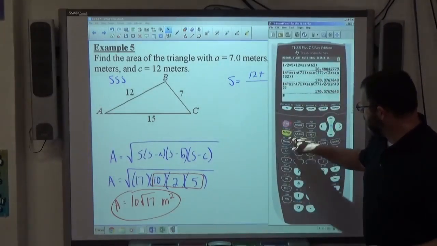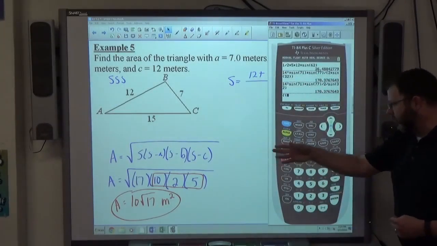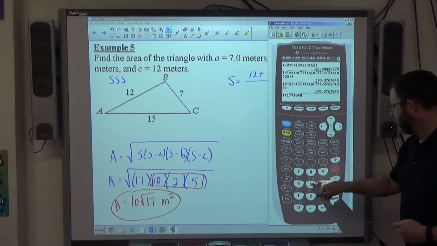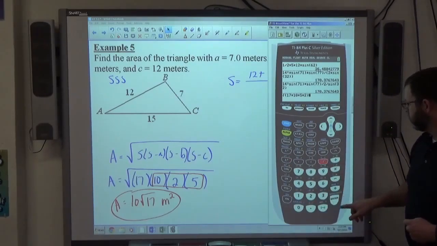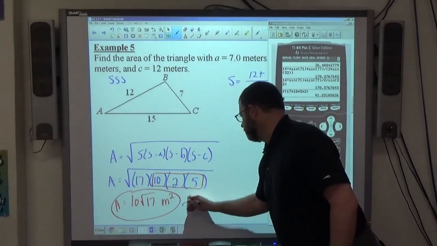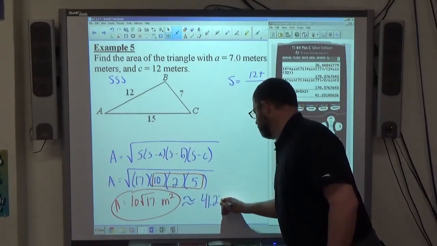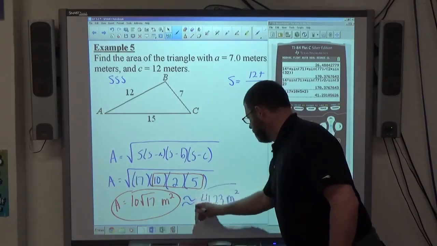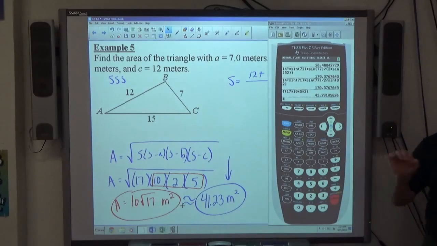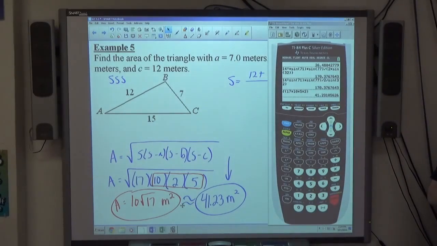So I would type in square root, and then I simply type in all the numbers underneath the radical. So 17 times 10 times 5 times 2 equals, and it's 41.23. So I would personally do that, unless they specifically ask me for the exact answer.